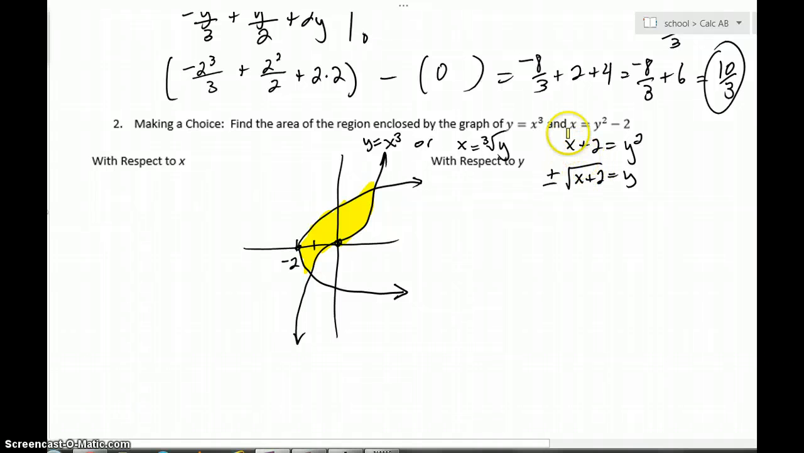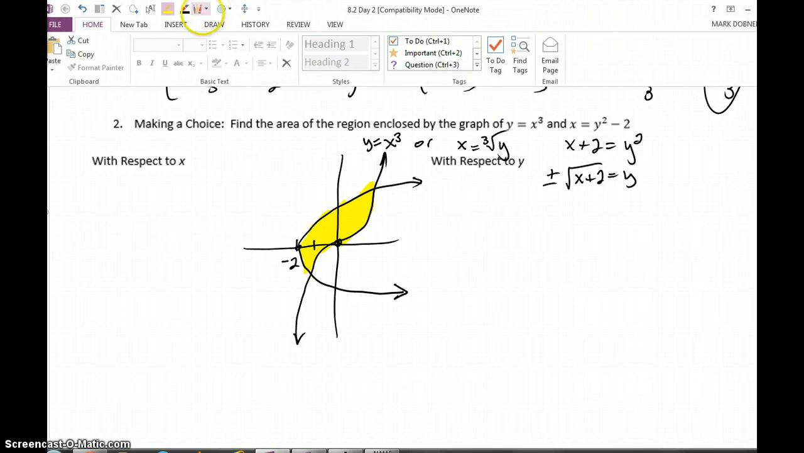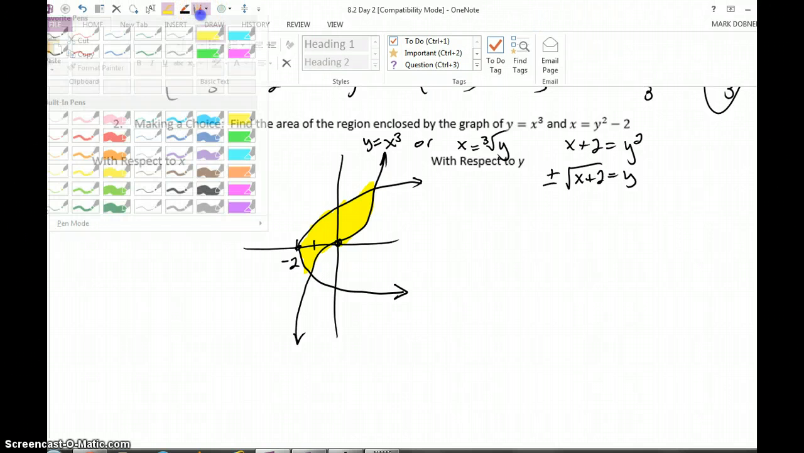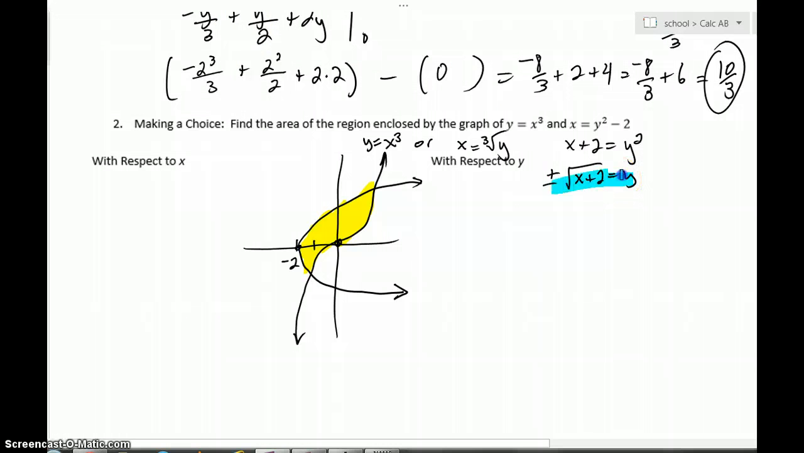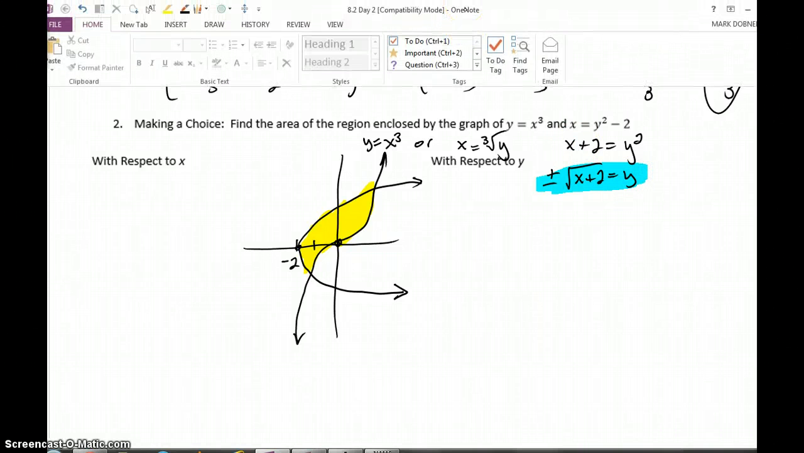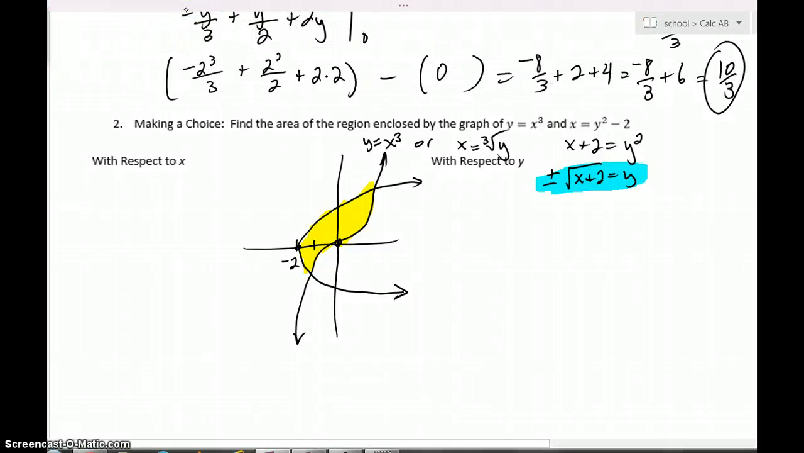We also talked about how we could solve that sideways parabola and come up with this alternate way of looking at it. You'd have a radical x plus 2 or the opposite of radical x plus 2. Suffice it to say, you've got this enclosed region, and the real question is, could we find the area with respect to x or with respect to y? The answer is actually either way you honestly could. One way is considerably easier, though.